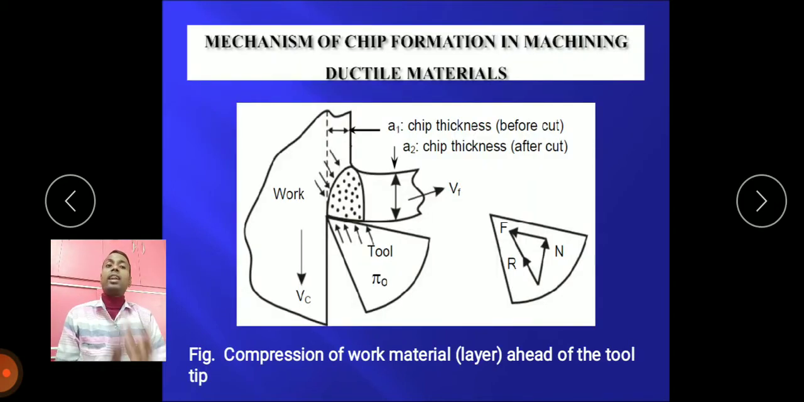One is A1 and one is A2. What is A1 and what is A2? A1 is chip thickness before cut and A2 is chip thickness after cut. After cut means when machining takes place, the chip is formed and bent and the chip has some velocity for removing the excess surface area. So this is a diagram.